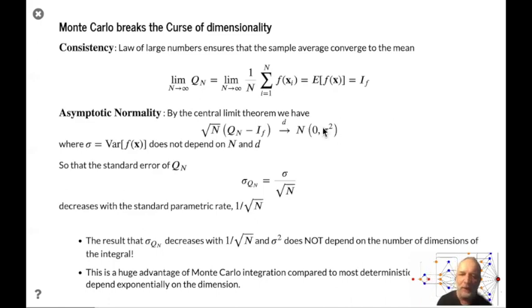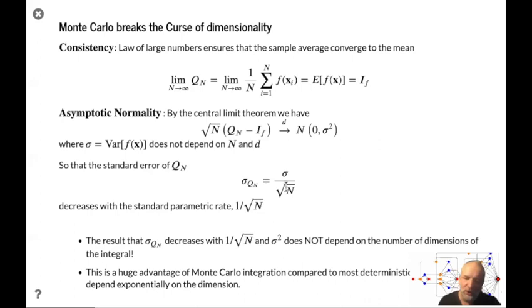Now, if this does not depend on n, what does it imply for our standard error on the mean? Well, the standard error on the mean is the square root of sigma squared, so sigma divided by the square root of n. So that goes to 0 at a rate which is 1 over the square root of n.